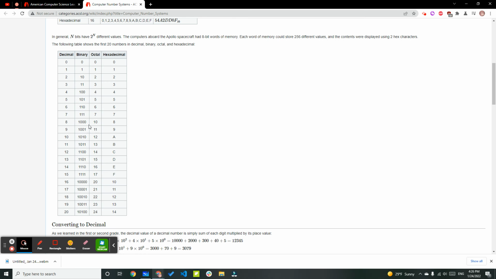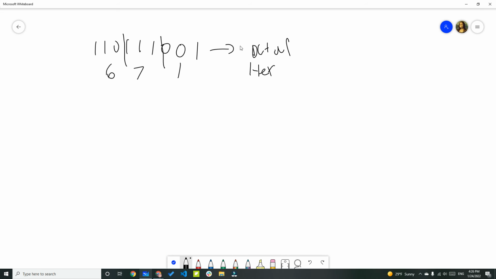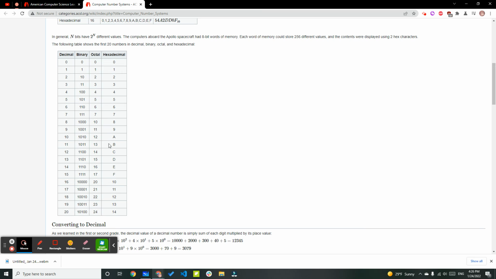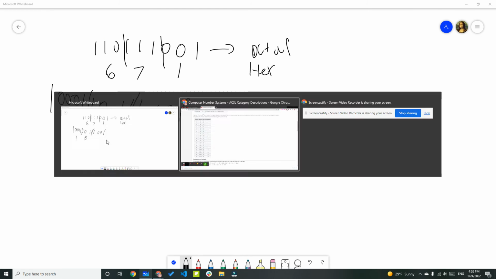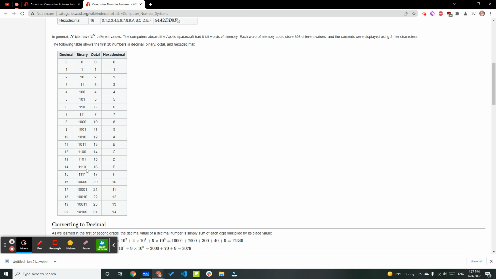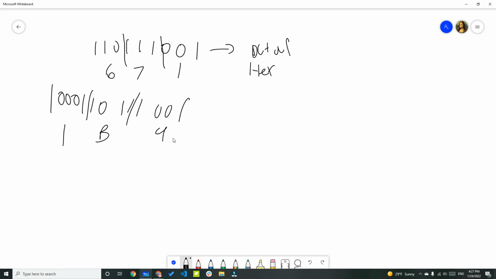And it is actually the same in hex. In hex, you have 110111001, and you split it into fours, adding 3 zeros at the front. So that's 1, then 1011 is B, and 1001 is 9. So the answer in hex is 1B9, and in octal it is 671.